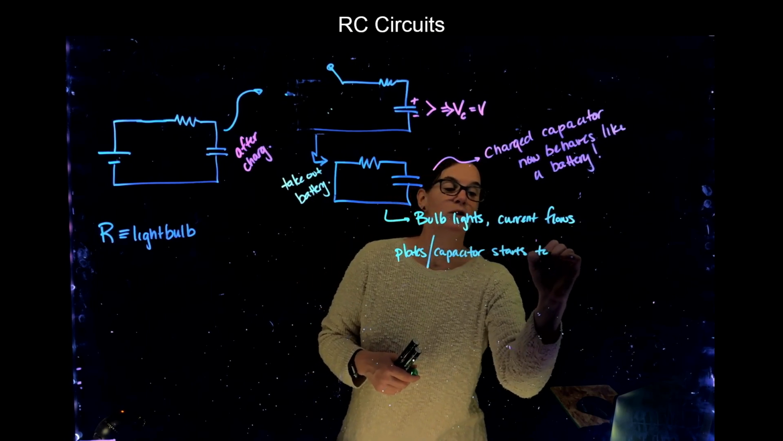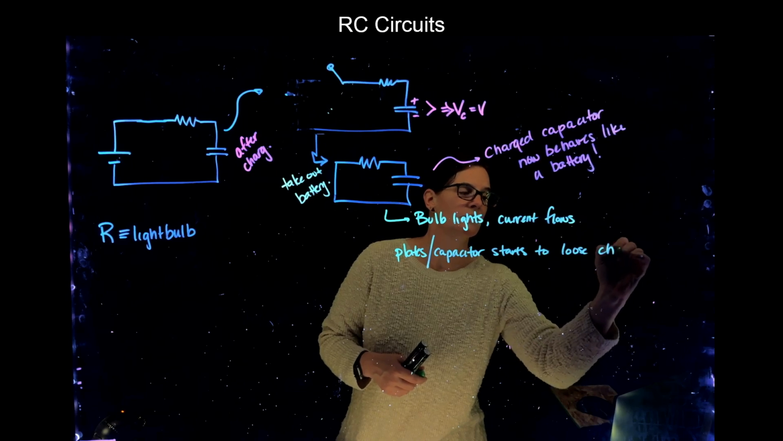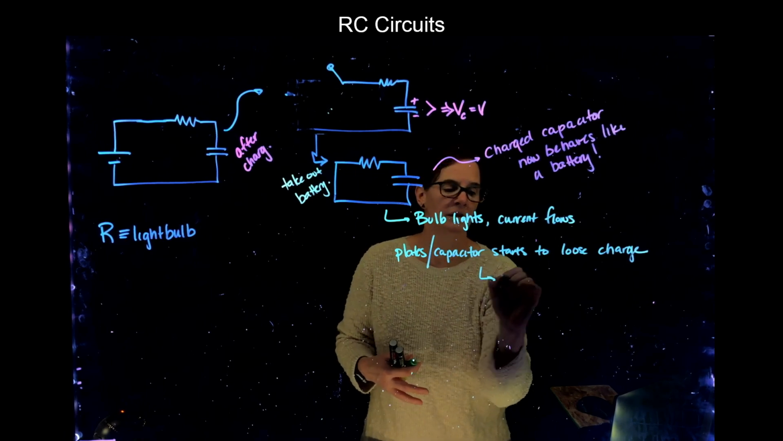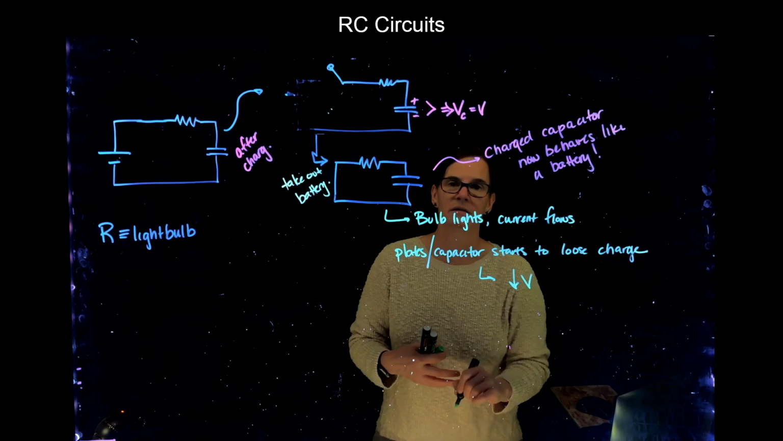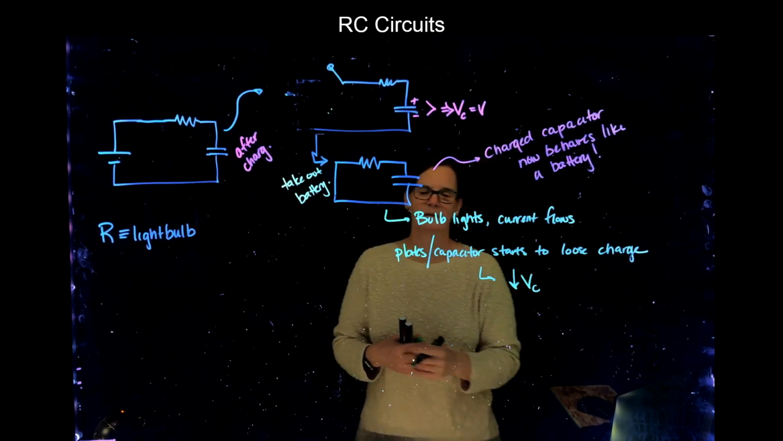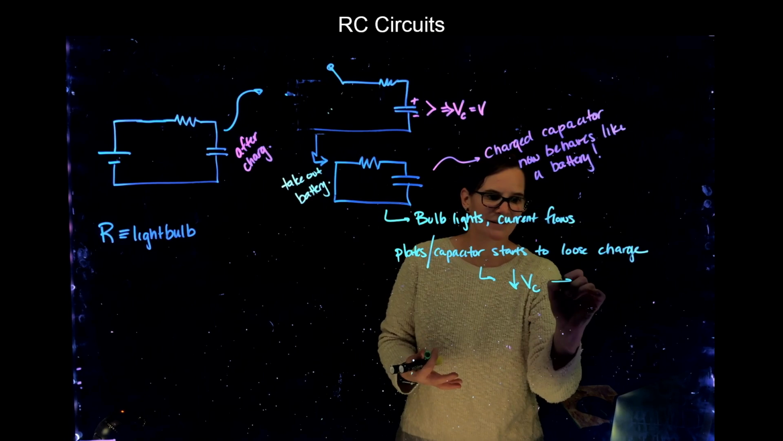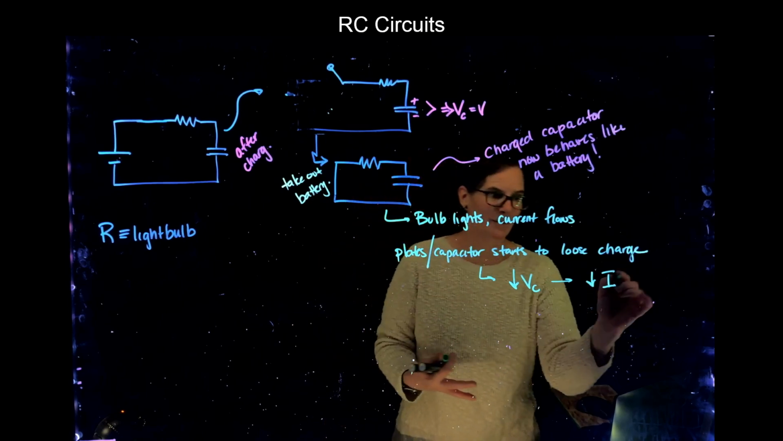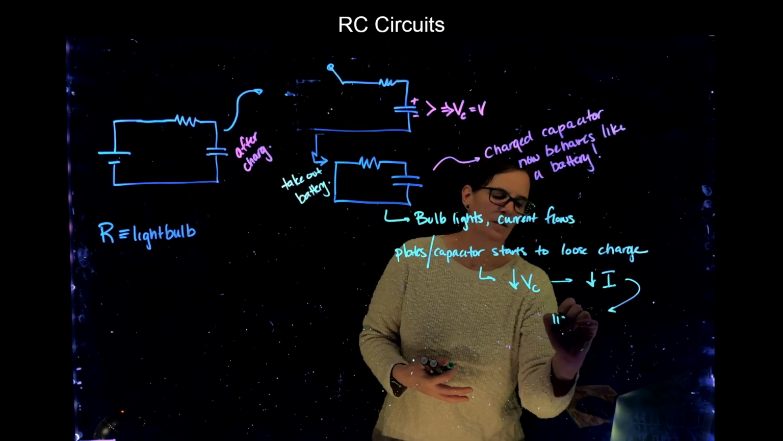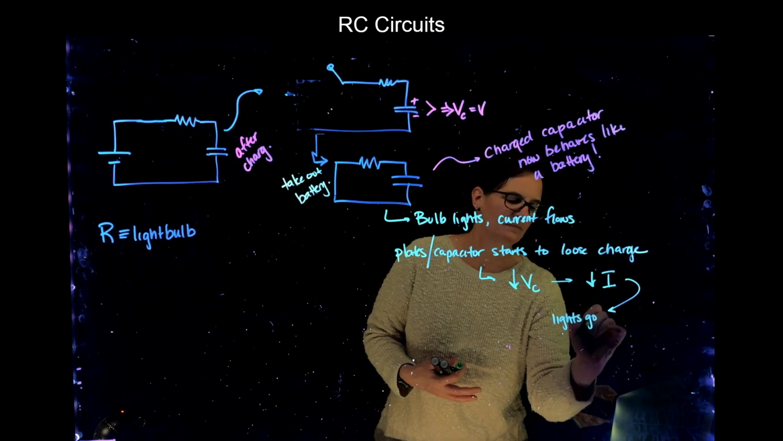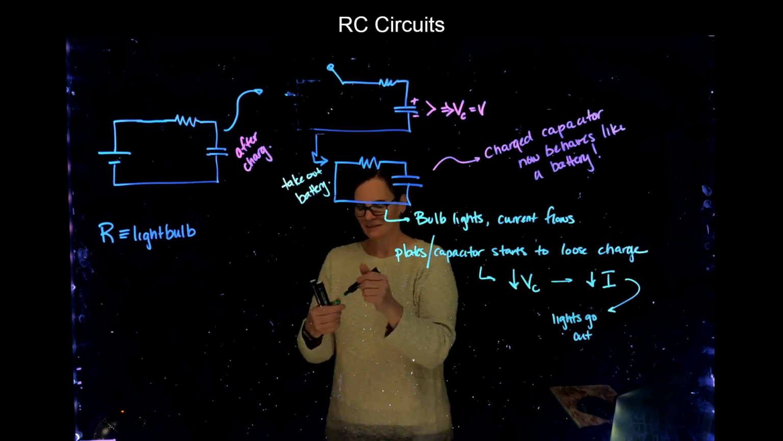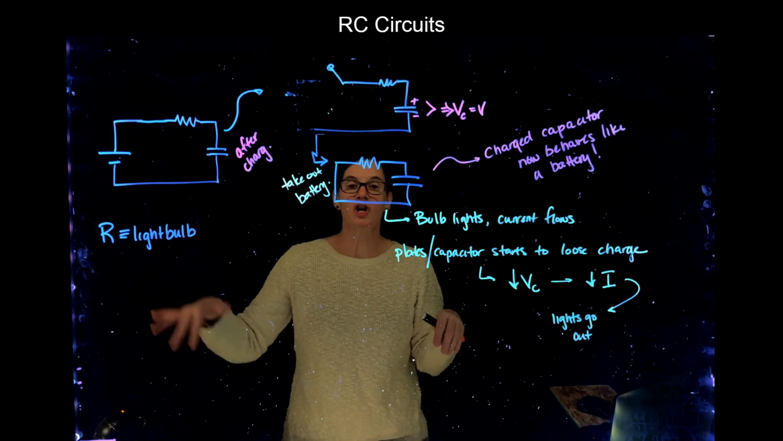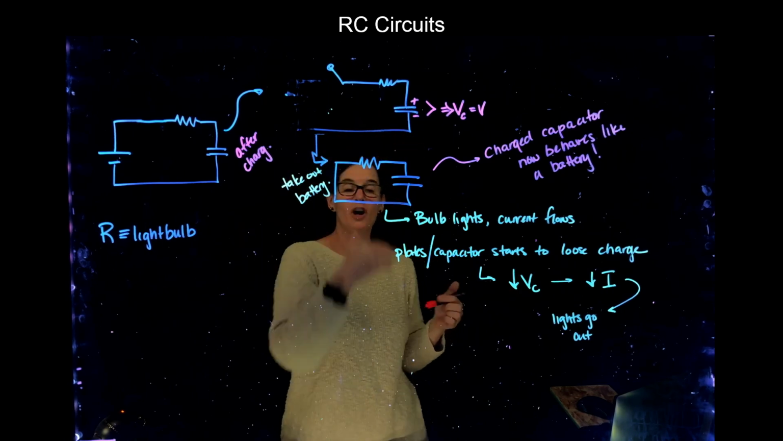start to lose charge. And as it loses charge, it decreases its potential, the potential across the capacitor. And as that happens, we decrease the current. And as that happens, the lights go out. Not suddenly. Remember, the capacitor is discharging at the same rate it charged.